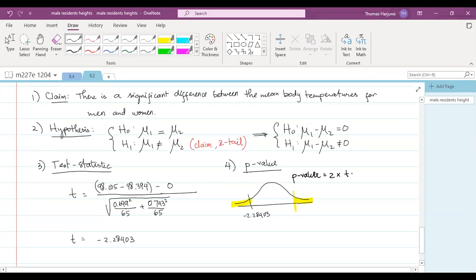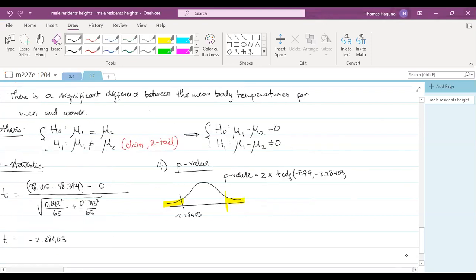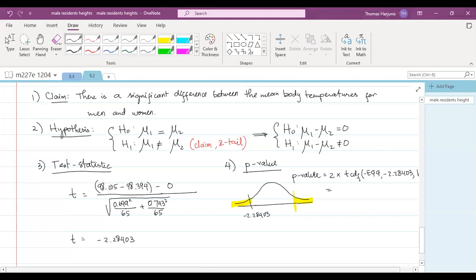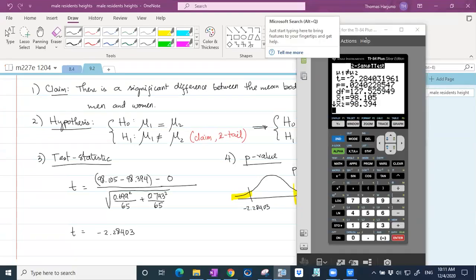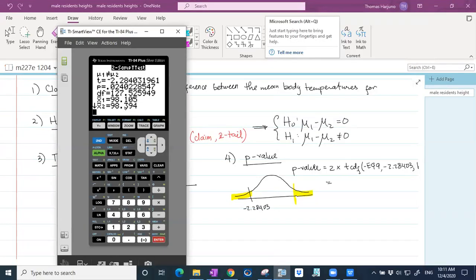2 times TCDF, negative E99, negative 2.28403. Degree of freedom: use the smaller one, 64 and 64. You have no choice, just 64. And then use my calculator to compute that. Okay, this is the actual p-value if we compute our degree of freedom properly.